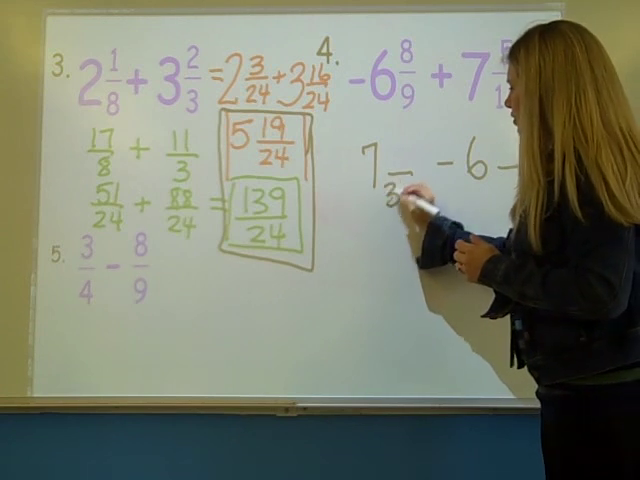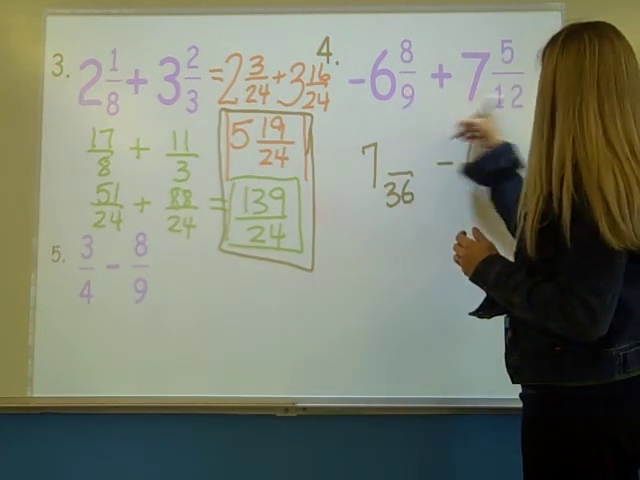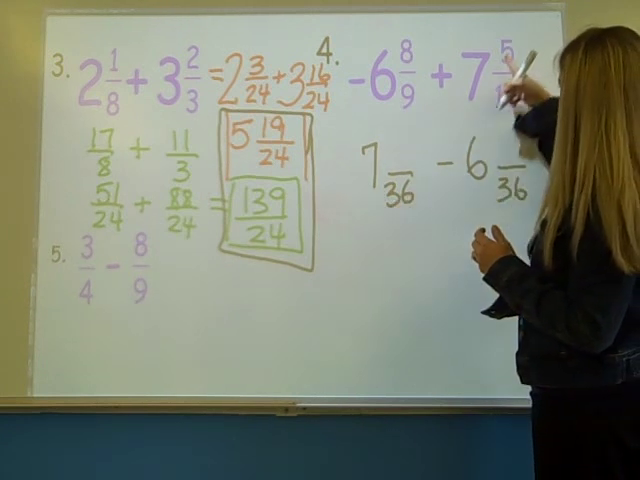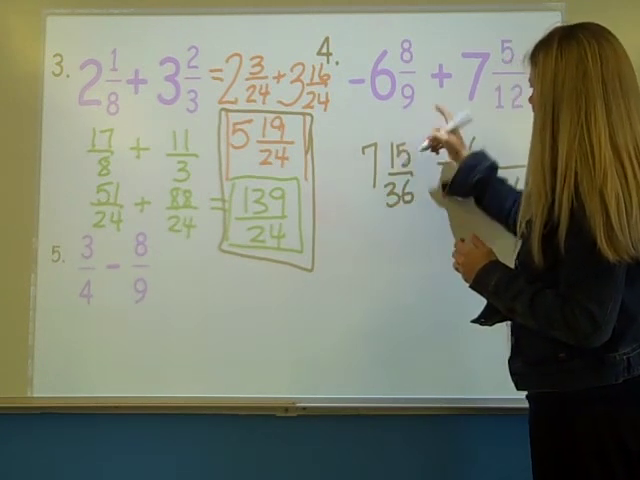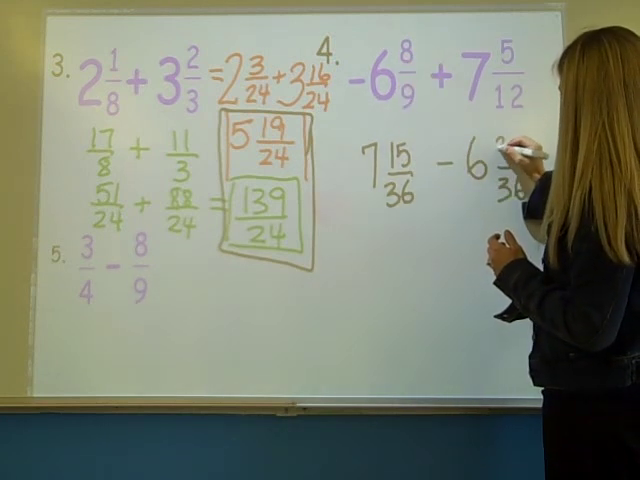have a common denominator of 36. 12 times 3 is 36. 5 times 3 is 15. 9 times 4 is 36. 8 times 4 is 32.